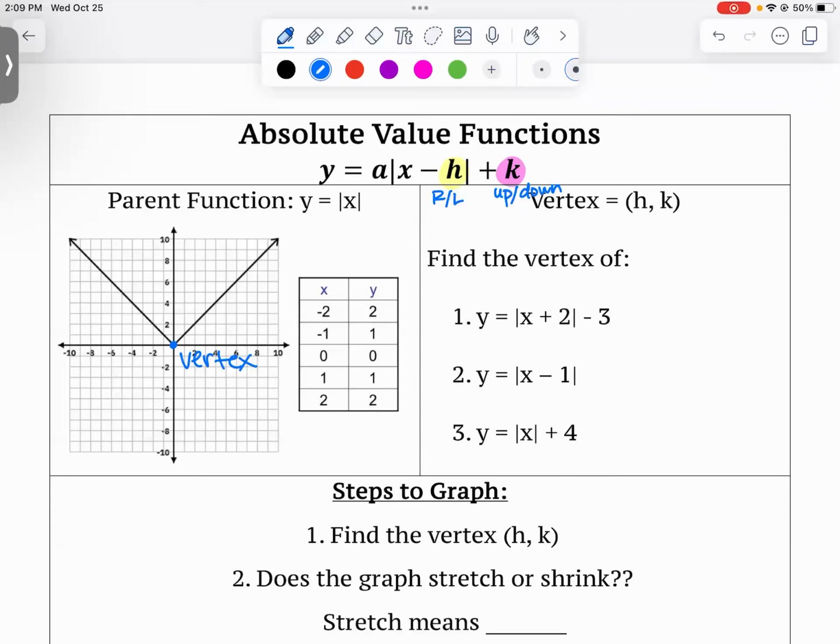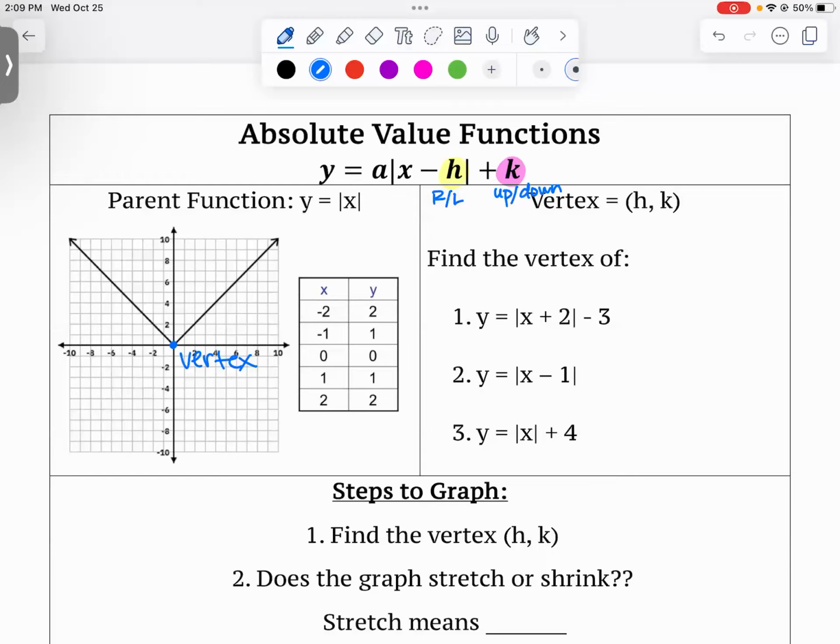Whatever numbers you're plugging in, you would do this operation first and then do the absolute value. It's like the opposite.